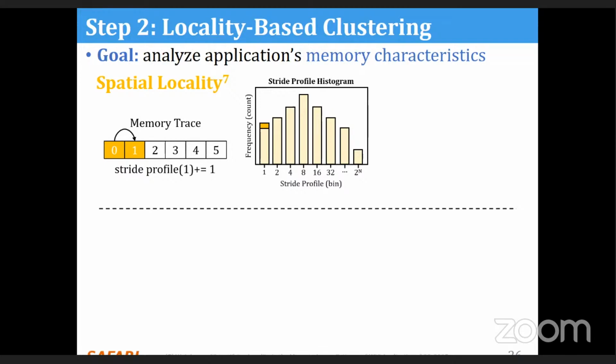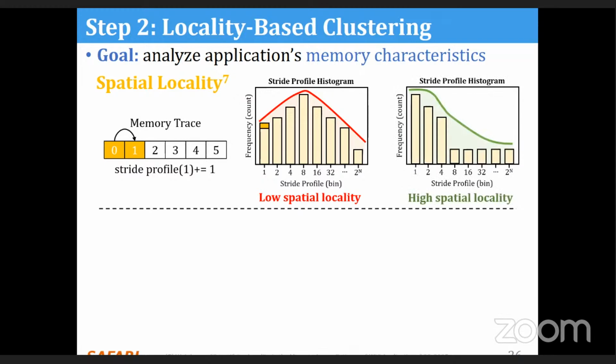So this way we create one histogram for the stride profile. This is an example of low spatial locality because you can see that the maximum, for example, occurs here at distance 8. And this is an example of high spatial locality because the strides tend to be closer to 1, as you can see.